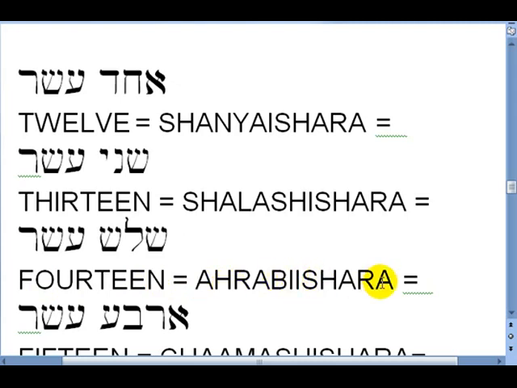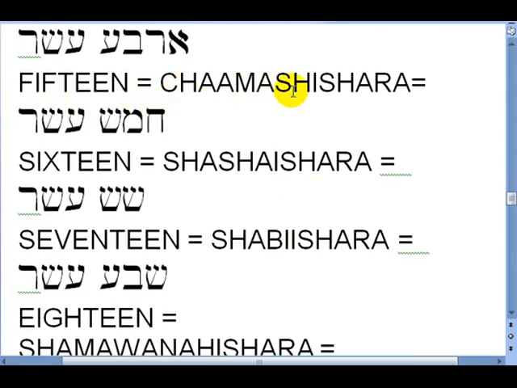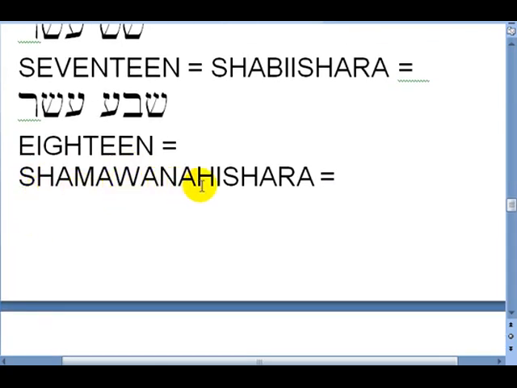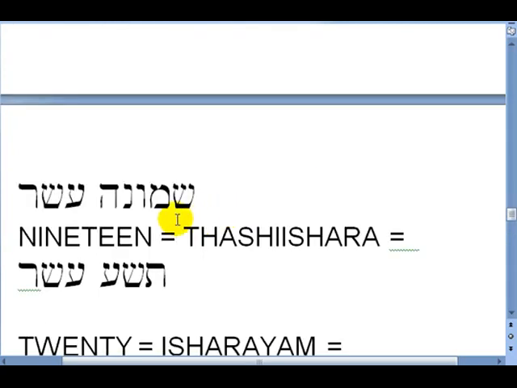14 is arabai aishara. 15, chamash aishara, and if you go back up you'll see that 5 is chamash and aishara is 10. 16 is shasha aishara. 17 is shabai aishara. Shabai, which is 7, aishara is 10. 18 is shamawana aishara. Shamawana 8, aishara 10, which makes it 18. 19 is thashai aishara.